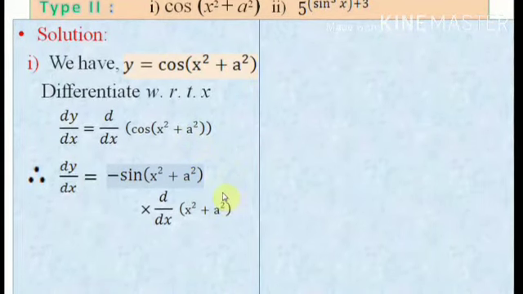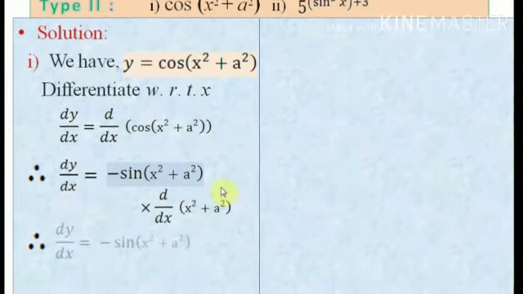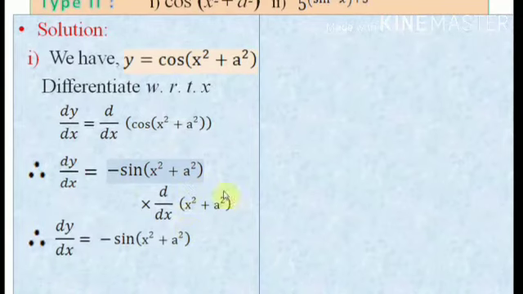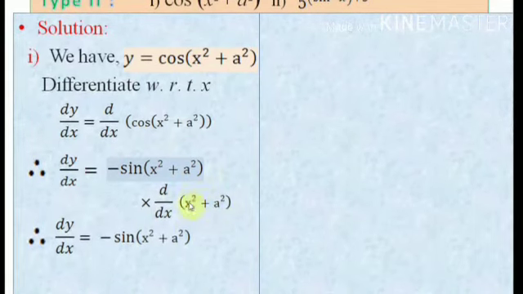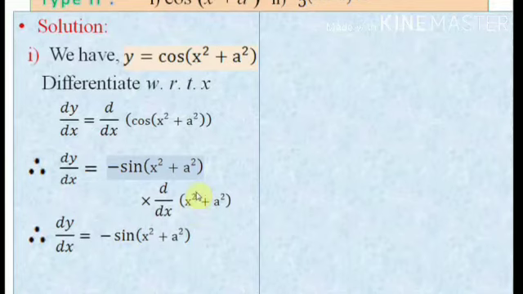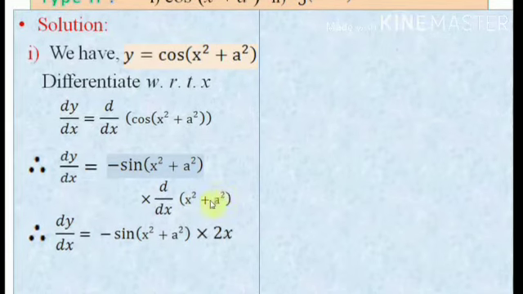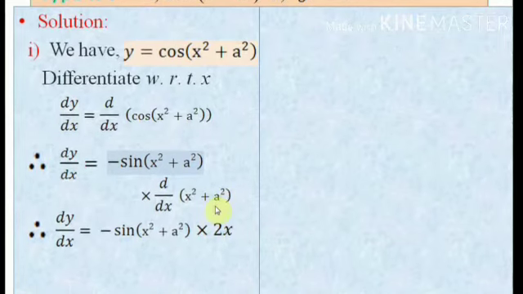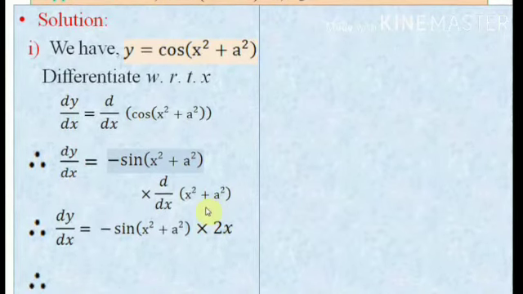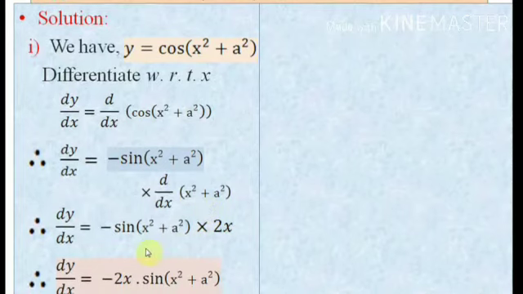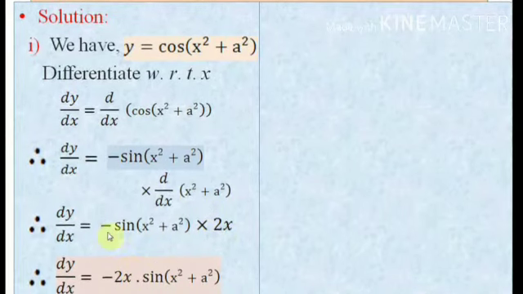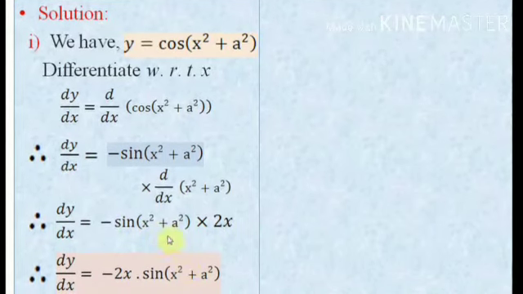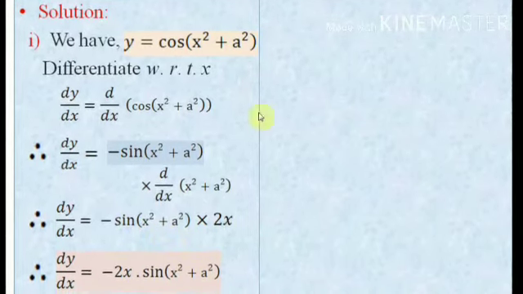Therefore dy by dx equals the first term as it is, minus sin of (x square plus a square), into the derivative of the second function, that is x square plus a square. The derivative of x square is twice x, and the derivative of a square, a constant term, is 0, and therefore d by dx of (x square plus a square) is twice x. Therefore dy by dx equals minus twice x into sin of (x square plus a square). That is the derivative of the given function.